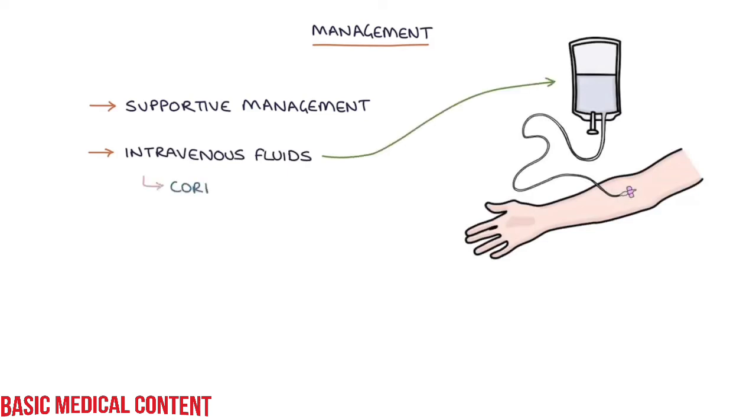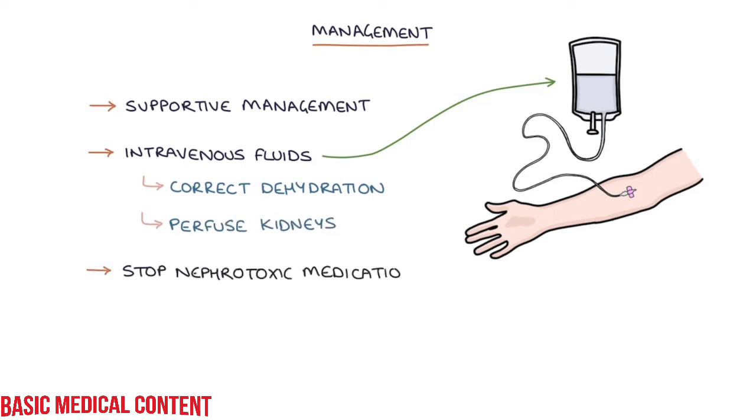So how do we manage acute tubular necrosis? Well, the treatment is the same as with other causes of acute kidney injury. It's with supportive management, intravenous fluids to correct any dehydration and to help perfuse the kidneys properly, stopping any nephrotoxic medications such as non-steroidal anti-inflammatories or gentamicin, and treating any complications of the condition.